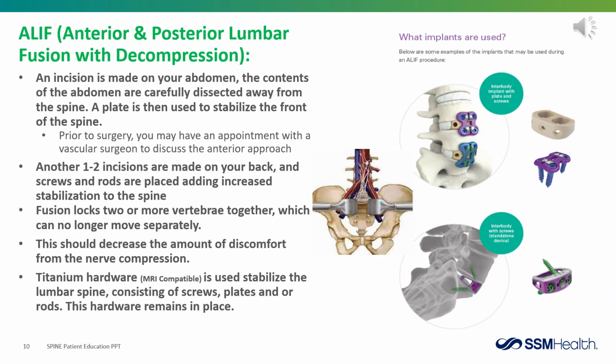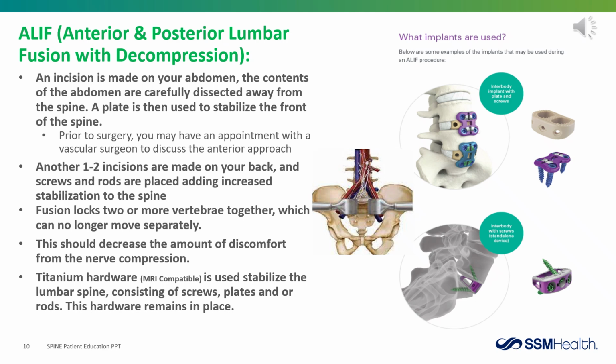Lumbar surgery, ALIF, also referred to as anterior and posterior lumbar fusion with decompression, starts as a two-step surgery. First step is when an incision is made to your abdomen. The contents of the abdomen are carefully dissected away from the spine with the assistance of a vascular surgeon. A plate is then used to stabilize the front portion of your spine by the spine surgeon. Prior to surgery, you may have an appointment with a vascular surgeon to discuss the anterior approach of this surgery.